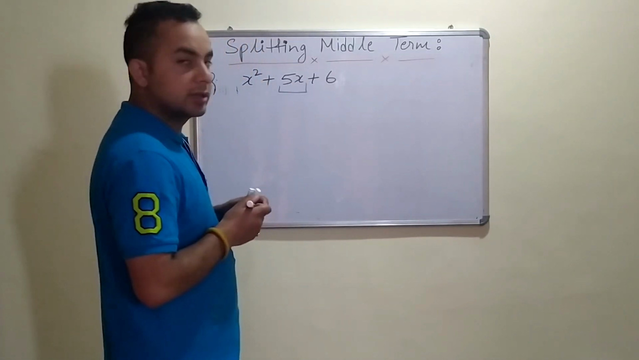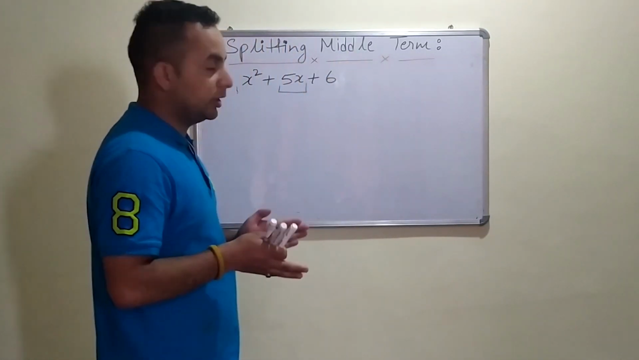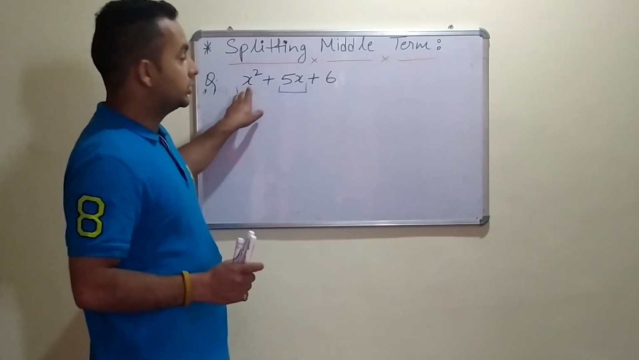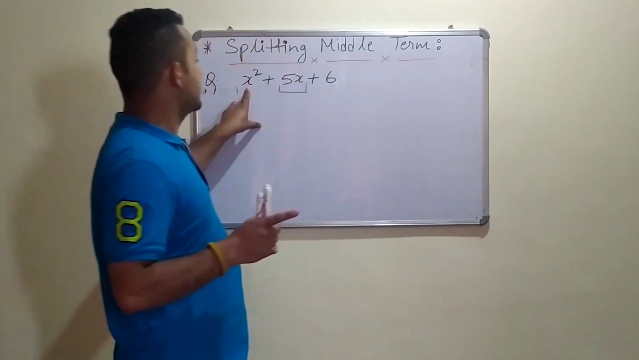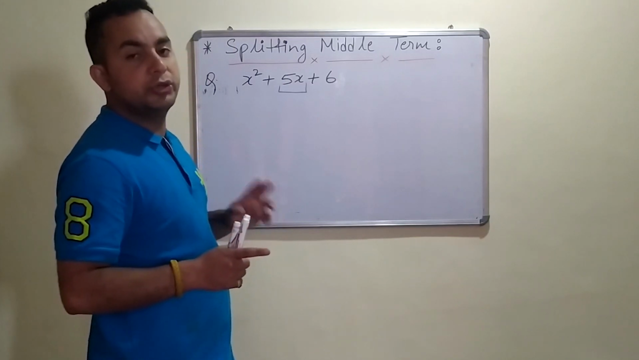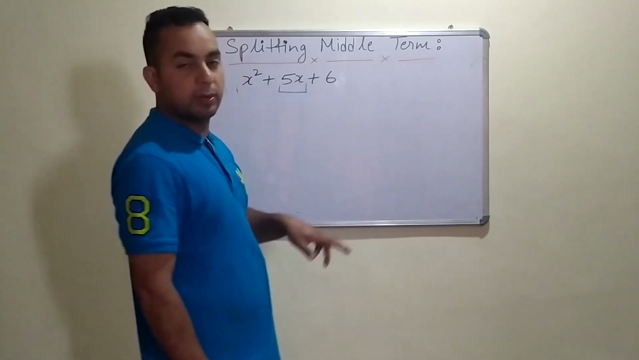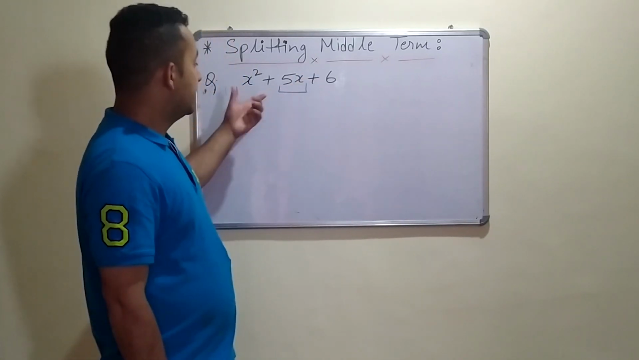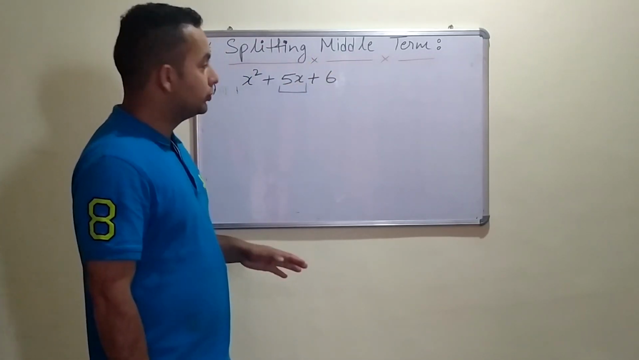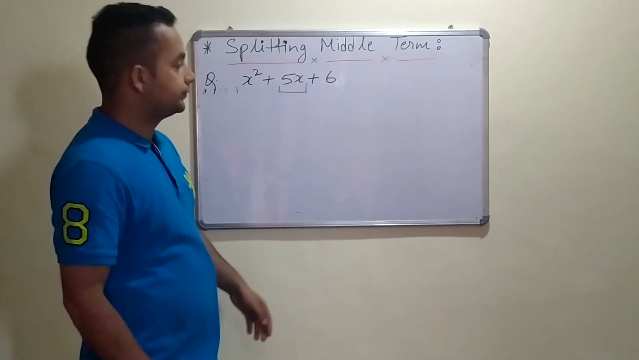So first, when we are going to split the middle term, the first step is you are going to check whether the variable has the highest power 2. First you have a variable with highest power 2, and then a variable with highest power 1, and then the constant number. If your question is like this, then you will use the splitting middle term method to find out the factors of this question.